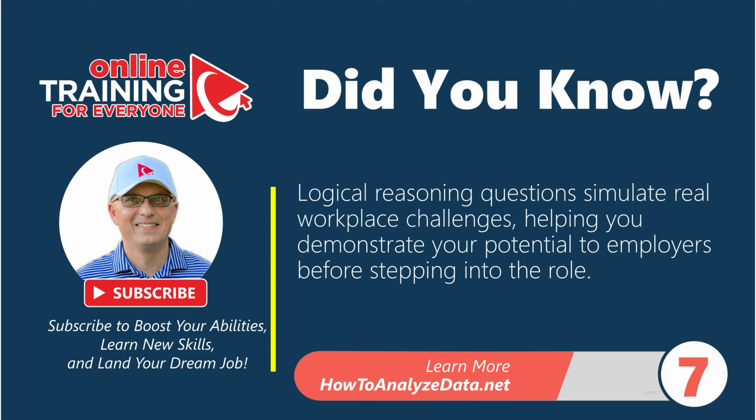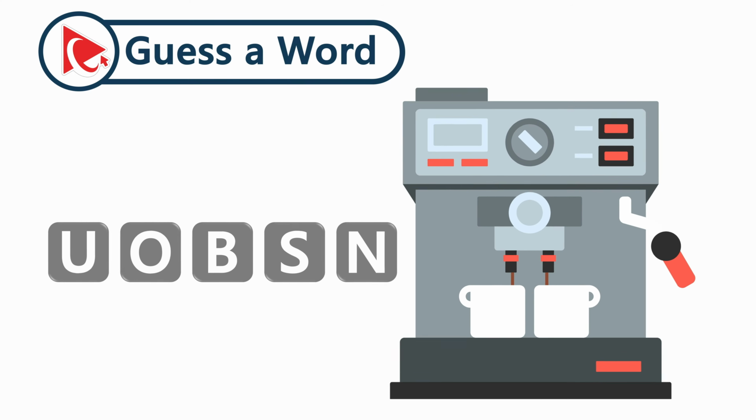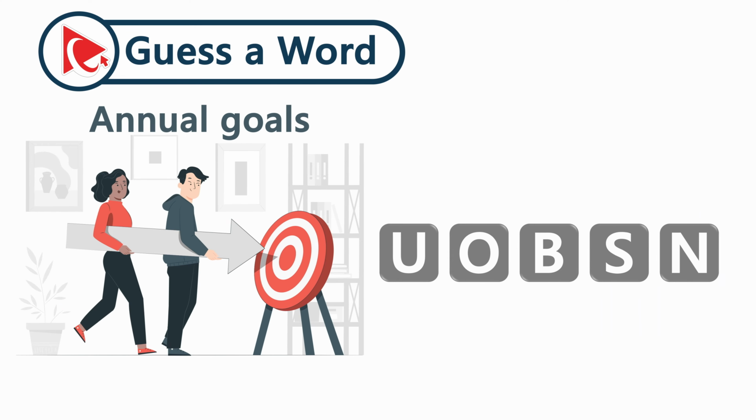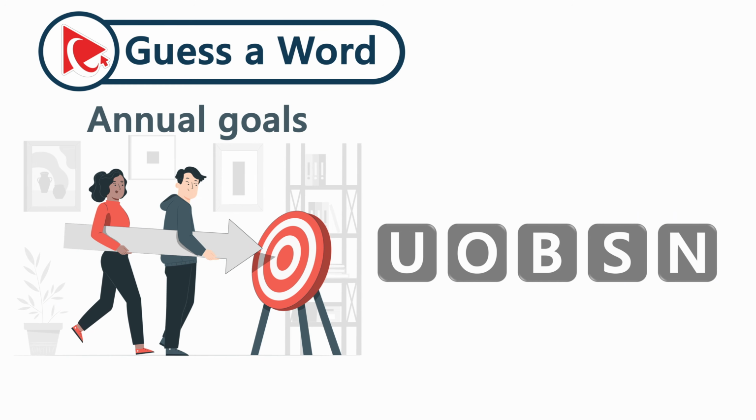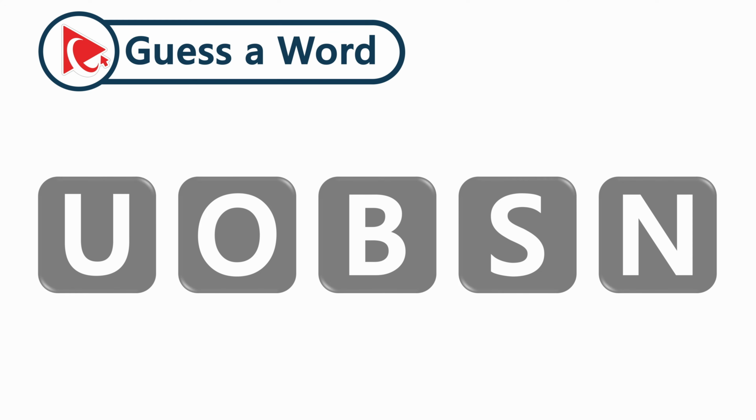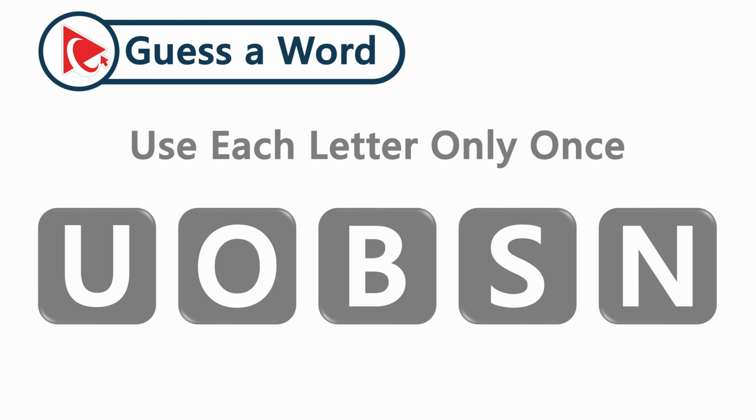What is the most important thing you can find in the corporate world? Nope, it's not the coffee machine, it's annual goals. And the perfect word to describe them is exactly the one you need to guess. Because in this question, you are presented with 5 letters. You need to rearrange and guess the word. And here's the caveat. You can only use each letter once.